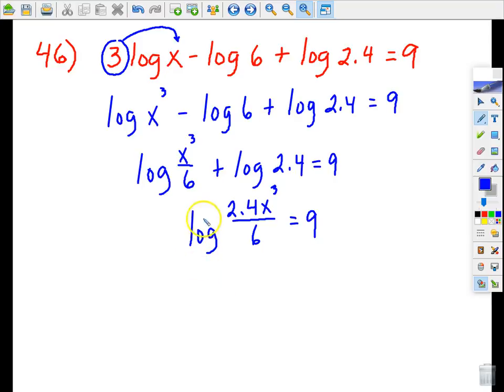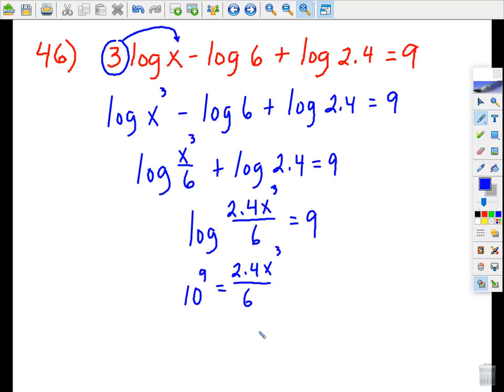Okay, now that I've got all of this condensed into a single log equation, I can write the exponential form. All right, so once again, I always identify the base first, and it's 10. The exponent will be 9, and we're going to let 10 to the 9th equal this fraction, 2.4x cubed over 6. Okay, now let's grab our calculator.